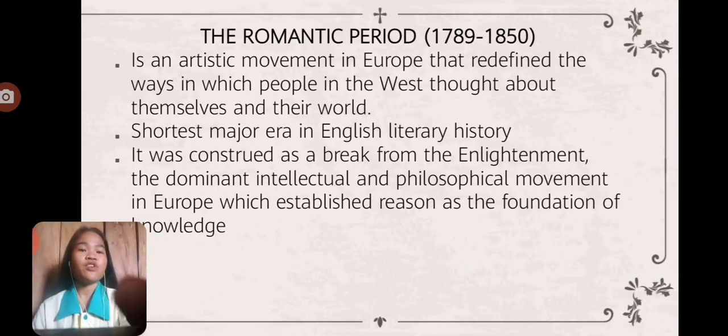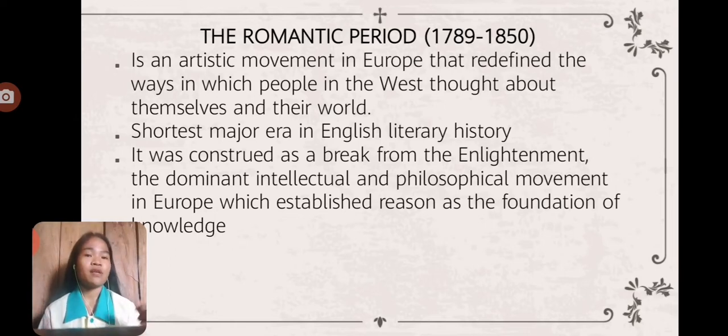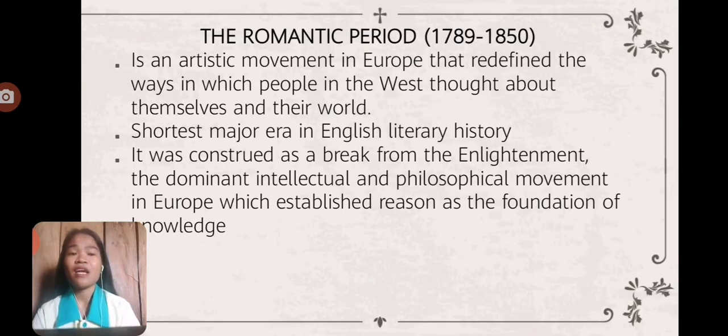So we have here the Romantic period, which began in 1789 and ended in 1850. The Romantic period, it says here, is an artistic movement in Europe that redefined the ways in which people in the West thought about themselves and their world. So we have to put emphasis on the words artistic movement. The Romantic period is an artistic movement in this time span.